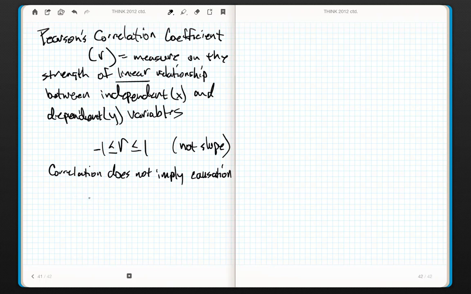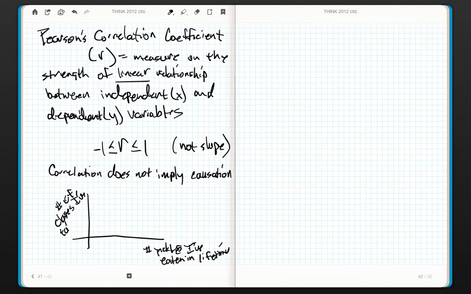In other words, let's say that I'm going to let my independent variable be the number of pickles I've eaten in my lifetime. Okay? And this is going to be the number of classes I've taken in my lifetime.